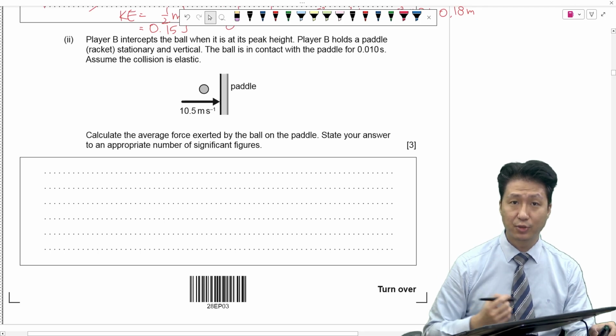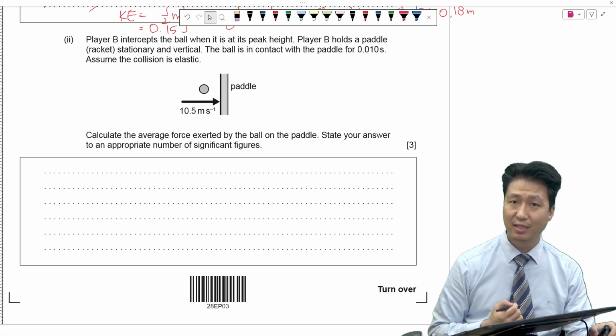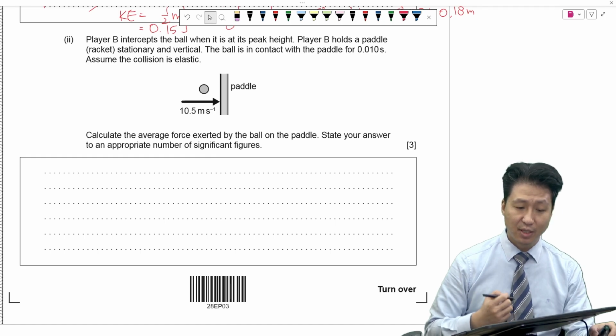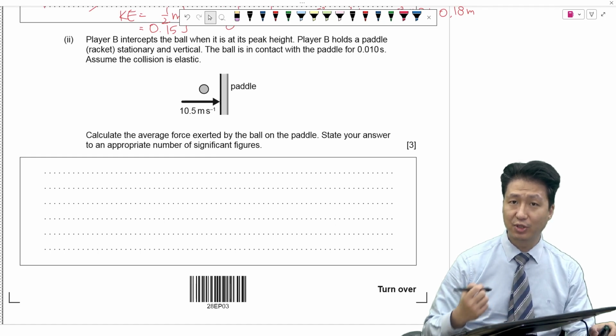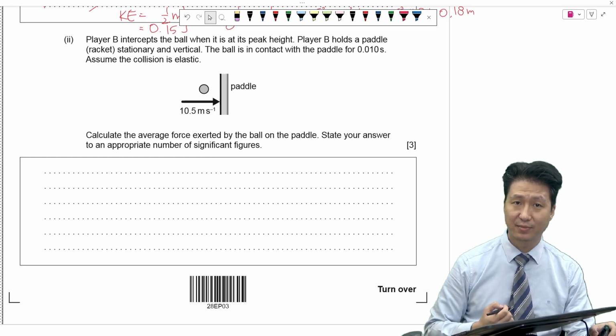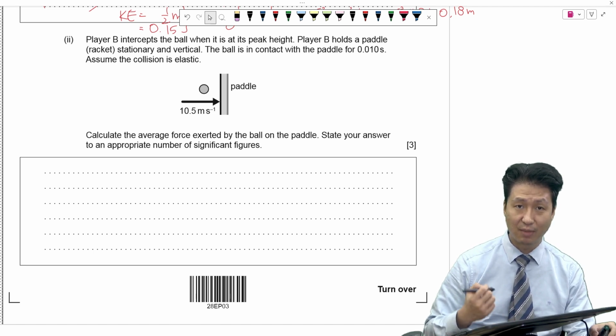In the next question, part 2, player B intercepts the ball when it is at its peak height. Player B holds a paddle or racket stationary and vertically. The ball is in contact with the paddle for 0.010 seconds. Assume the collision is elastic. Calculate the average force exerted by the ball on the paddle. State your answer to an appropriate number of significant figures.